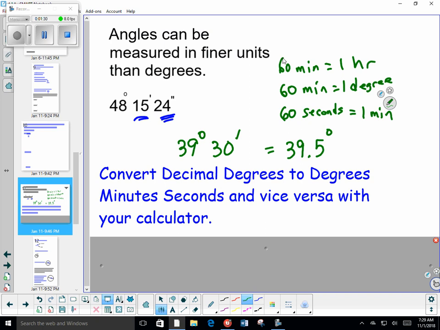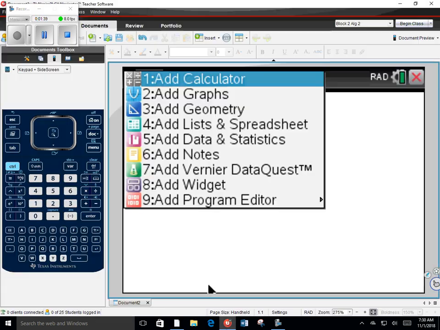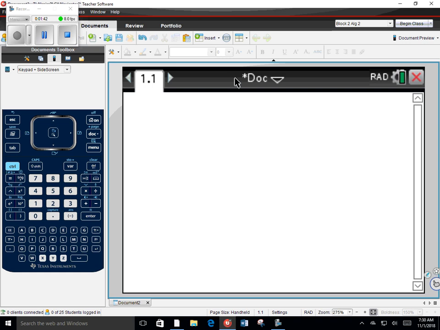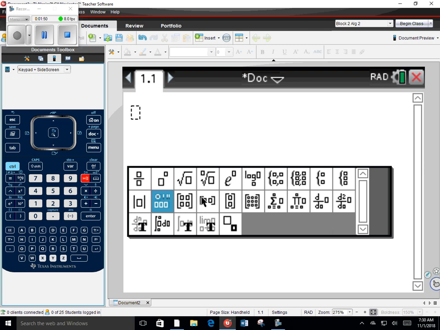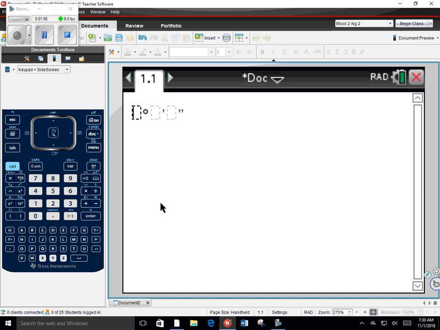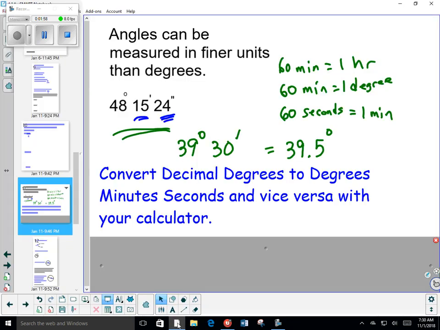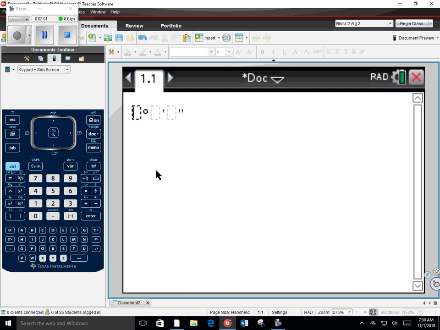So let's see, how do we do a more complicated one like this one with our calculator? We're going to grab our calculator, and we want 48, 15, 24. So we're going to go to a calculator page, and on our calculator page, we're going to push this button that's just to the right of the 9, and then we are going to find this little icon right here that looks like a little degrees, minutes, seconds. And so we are going to use 48, 15, 24. So I'm just going to fill them in, 48, 15, 24, using the tab button. And I want to convert that to decimal degrees.